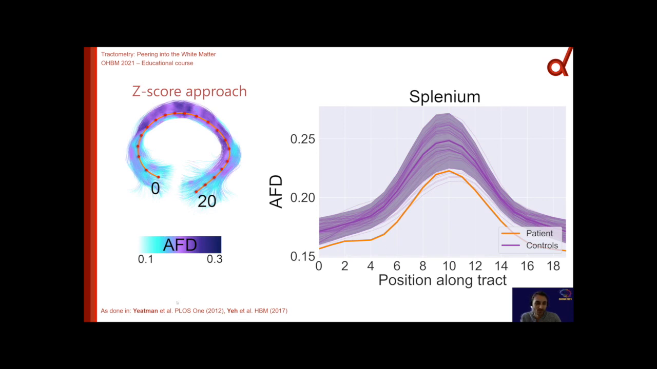And this has been proposed and done a couple of times in the past. But it's actually quite an easy way to compare each point along the tract to see which points are kind of inside and outside this confidence interval. So that's called the z-score approach. Now, as you see here, all these points forming this bundle.